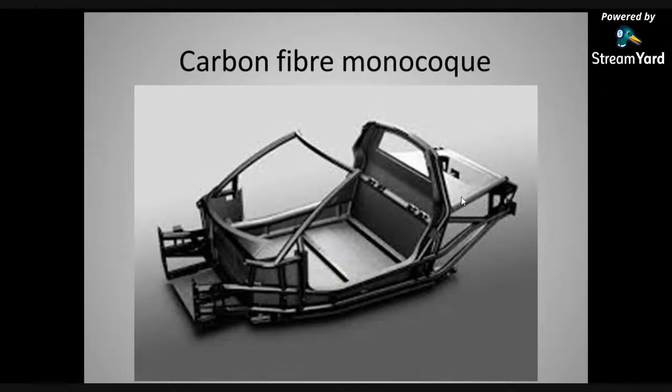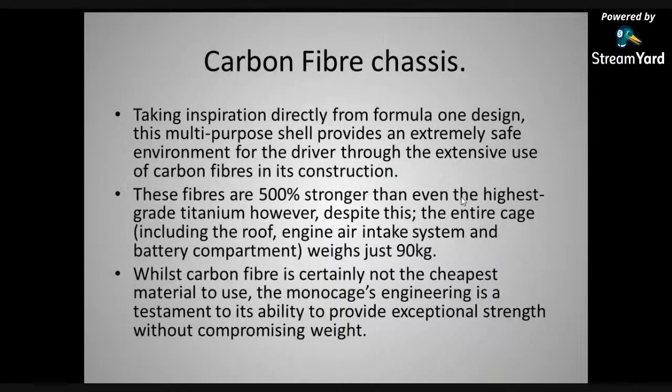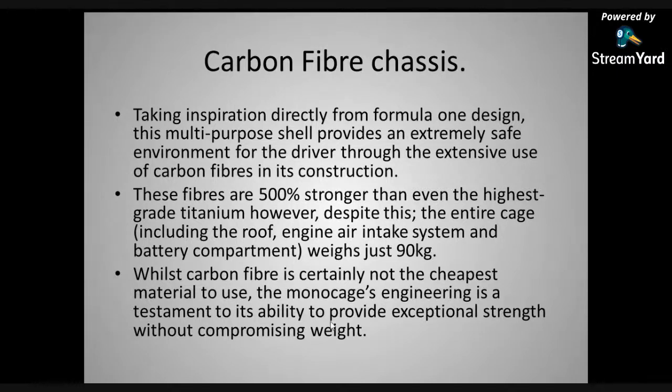I'm just going to read a few important points about this monocoque, which I just missed out, so you guys can understand. This is a case study of a McLaren racing car. I hope you guys remember McLaren. Let's see what advantages McLaren has gained from this, from its case study. These fibers are 500% stronger than even the highest grade titanium. However, despite this, the entire cage, including the roof, engine, air intake system, and also the battery compartment, weighs only 90 kgs. So guys, I have already told you, when the weight of the chassis structure reduces, you could also gain a top speed. You could completely use the torque of the vehicle.